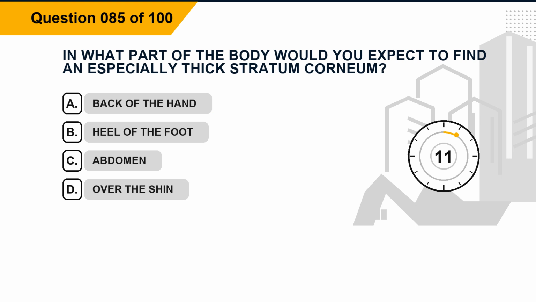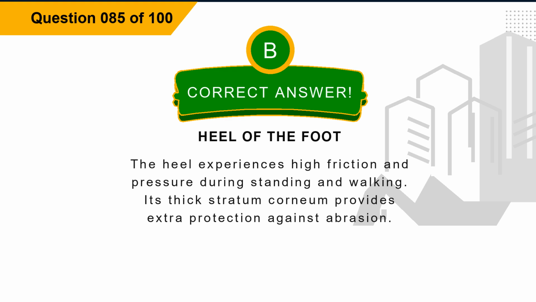Question 85. In what part of the body would you expect to find an especially thick stratum corneum? Option A, back of the hand. Option B, heel of the foot. Option C, abdomen. Option D, over the shin. The correct answer is option B, heel of the foot. Explanation: the heel experiences high friction and pressure during standing and walking. Its thick stratum corneum provides extra protection against abrasion.